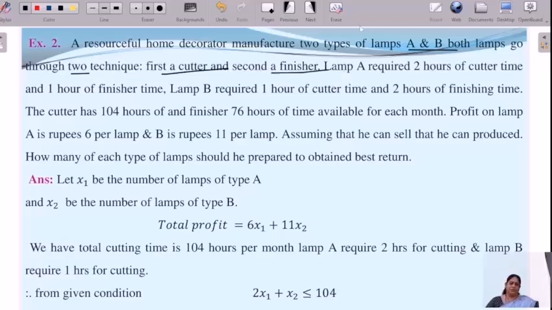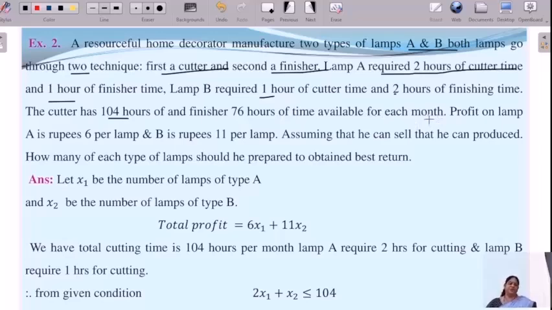To produce lamp A requires 2 hours of cutter time and 1 hour of finisher time. Similarly, lamp B requires 1 hour of cutter time and 2 hours of finishing time. This is the constraint for producing the two lamps. Also, we are given that the cutter has 104 hours and the finisher has 76 hours available each month.